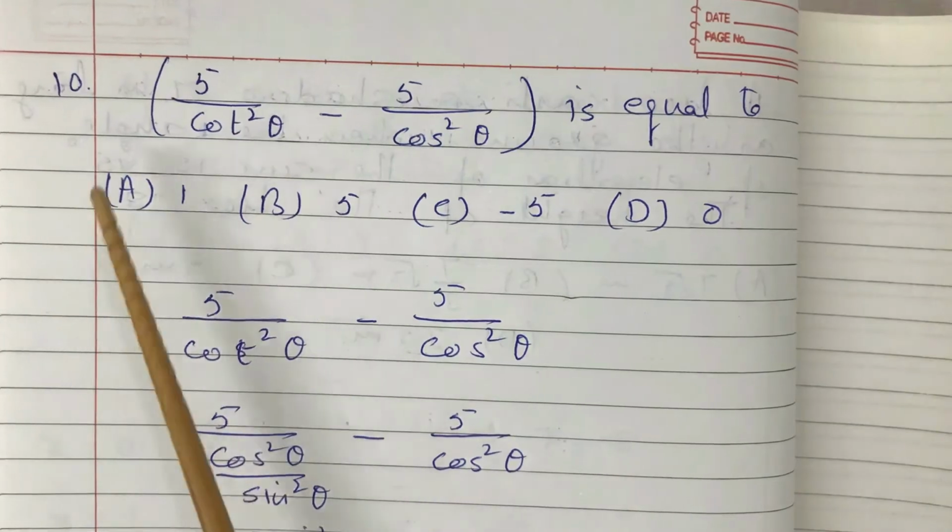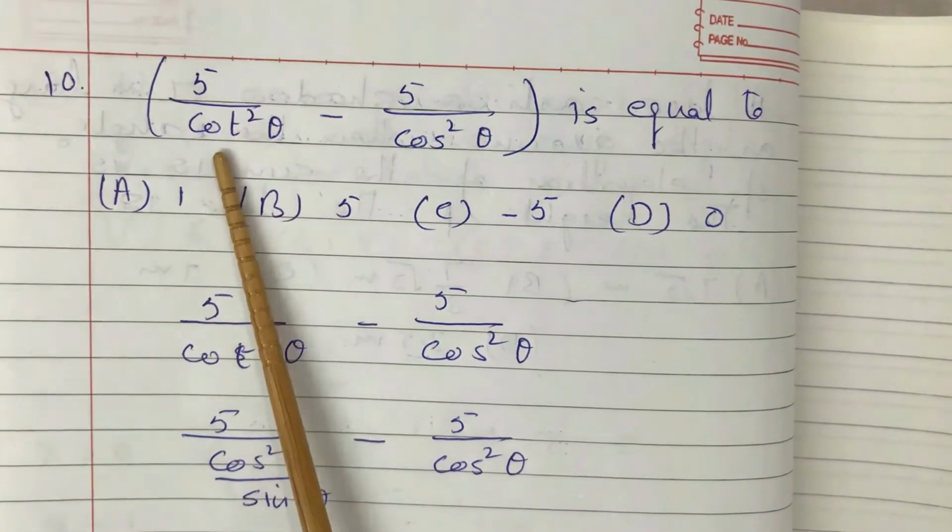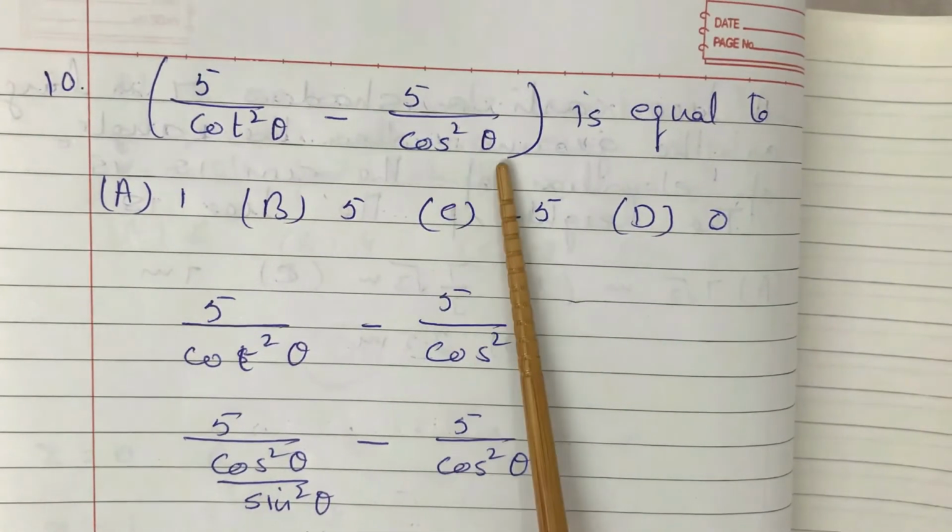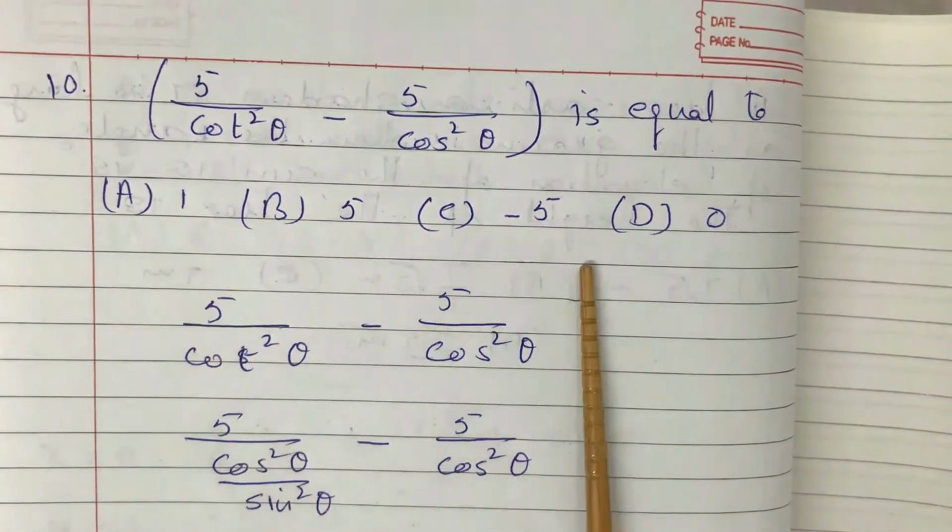option. Now 10th question. 5 upon cos square theta minus 5 upon cos square theta is equal to. There are 4 options.